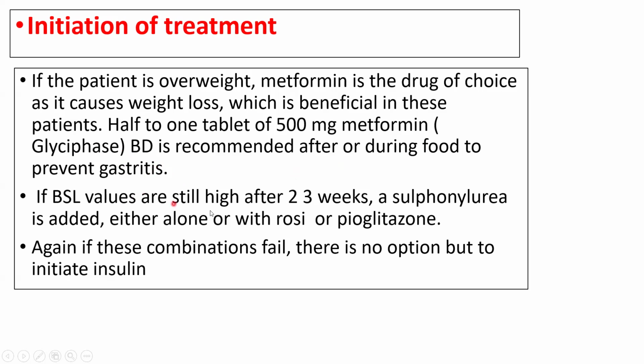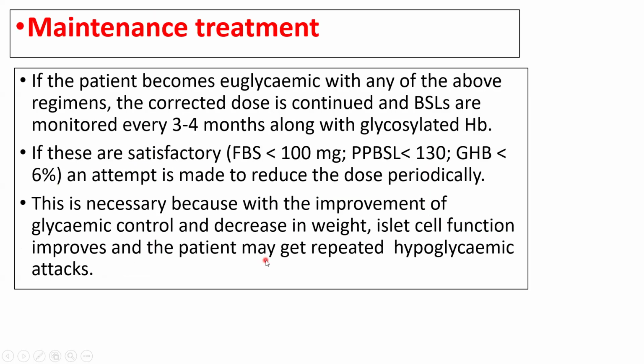If blood sugar level values are still high after 3 weeks, a sulfonylurea is added either alone or with pioglitazone. Again, if these combinations fail, there is no option but to take insulin. If the patient becomes euglycemic with any of the above regimens, the corrected dose is continued and blood sugar levels are monitored every 3 months along with this particular test.